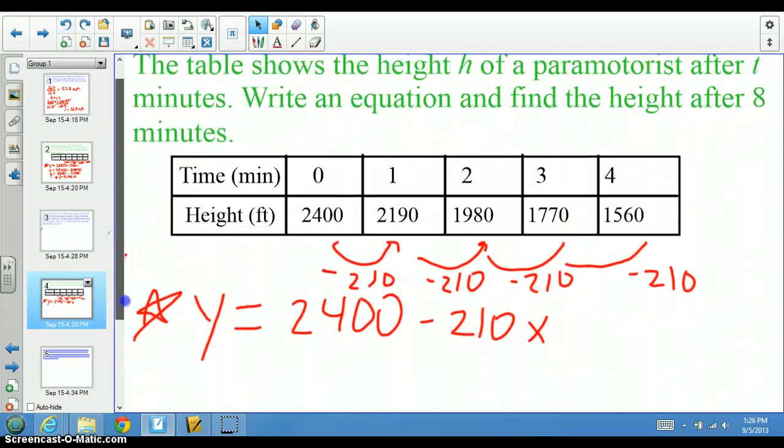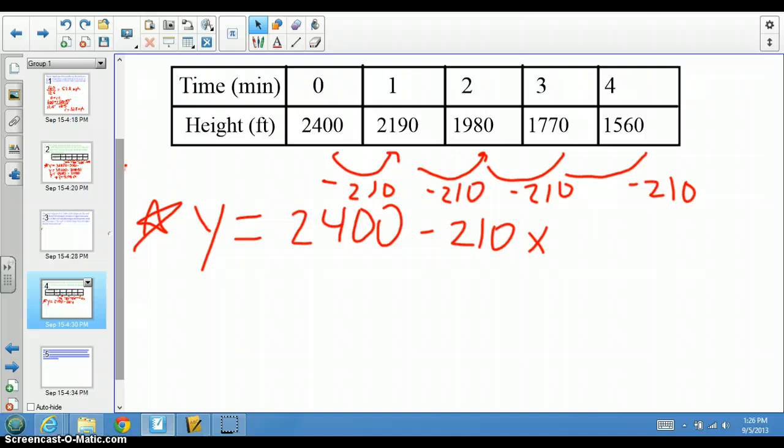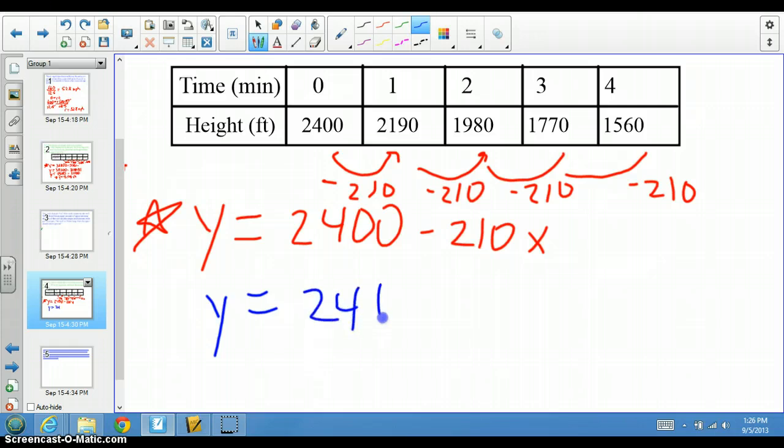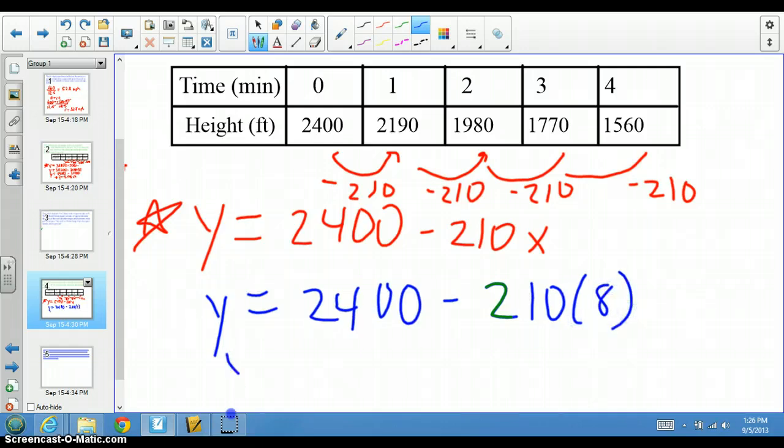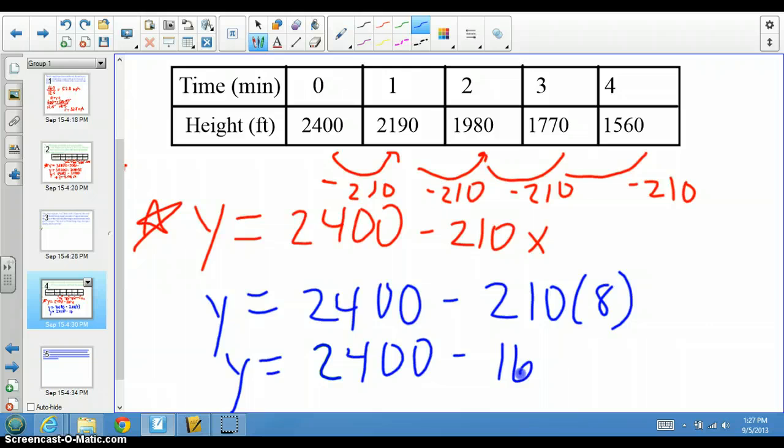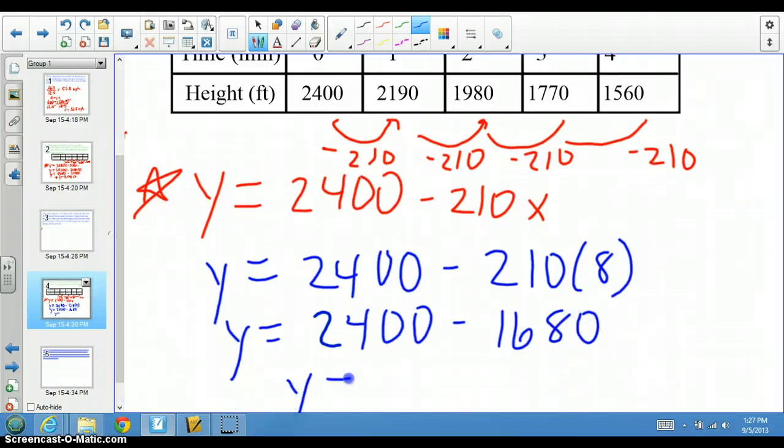The next part says find the height after 8 minutes. So I need to find the height after 8 minutes. I'm going to plug 8 in for x. Okay, so y equals 2,400 minus 210 times 8 is 1,680. So y equals 720 feet after 8 minutes.